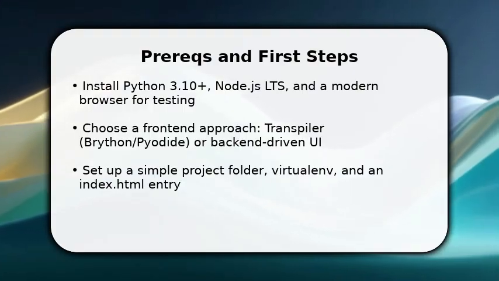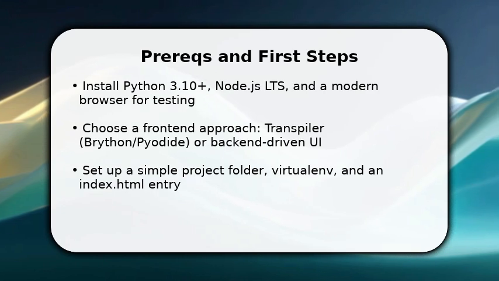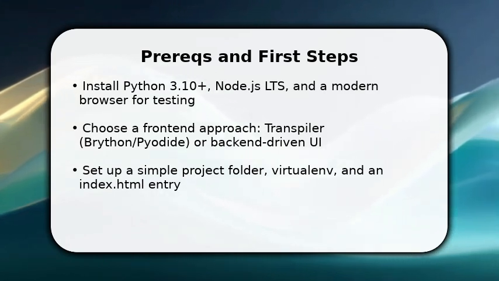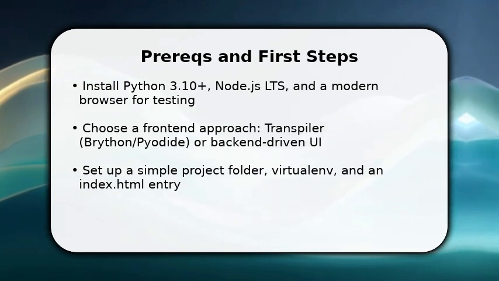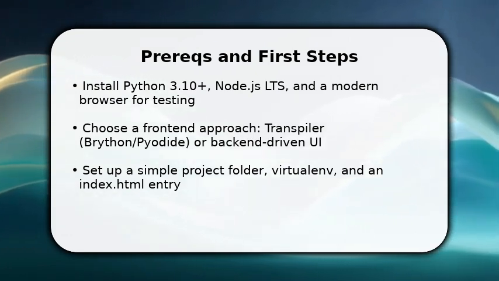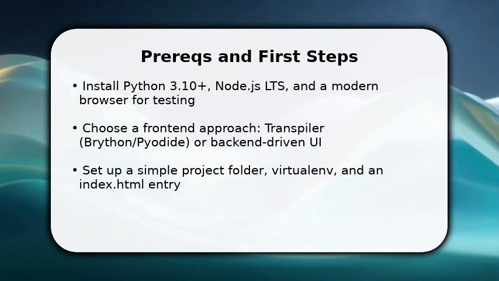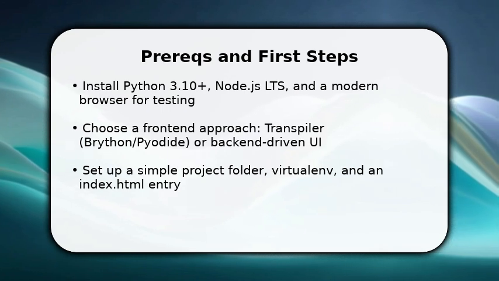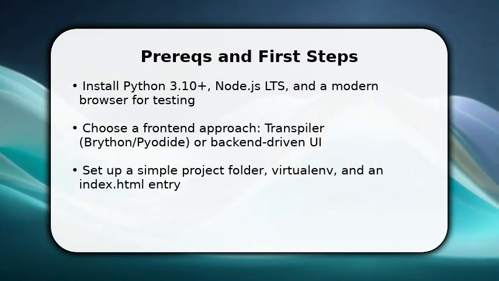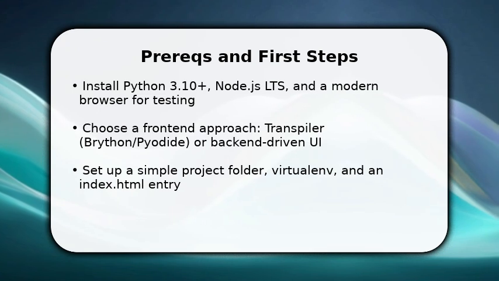You already have the basics: Python, Node, browser. Now start by choosing whether you want in-browser Python, Brython, or Pyodide, or Python-generated frontend via templates or an API. Create a project folder, activate a virtualenv, and add index.html. Next, install the transpiler library or a lightweight web framework like Flask.